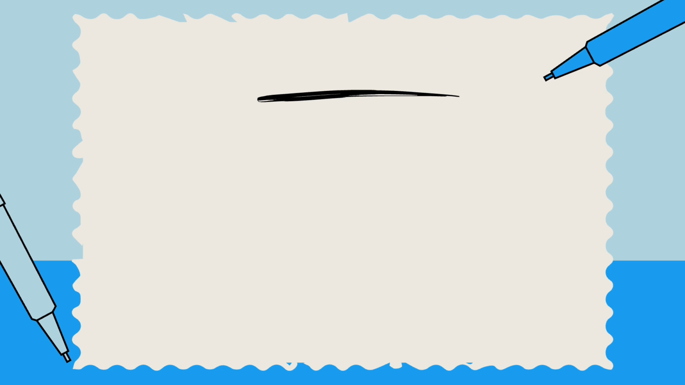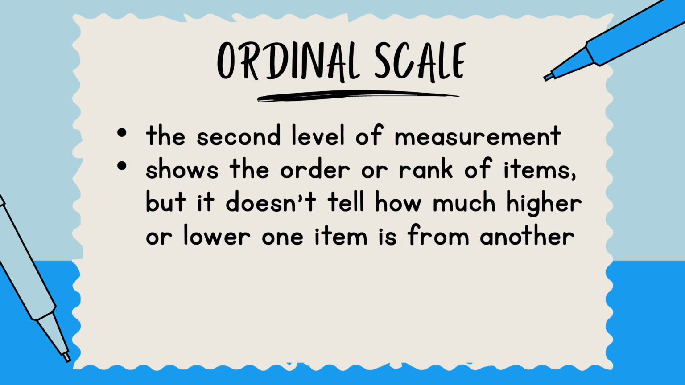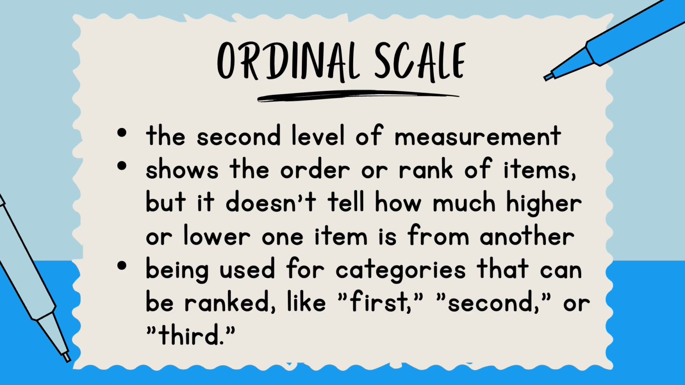Next is the ordinal scale. It is the second level of measurement, and it shows the order or rank of items, but it doesn't tell how much higher or lower one item is from another. It is being used for categories that can be ranked like first, second, or third.